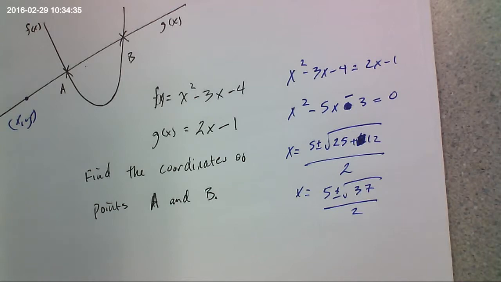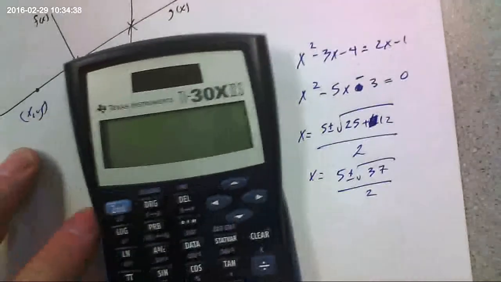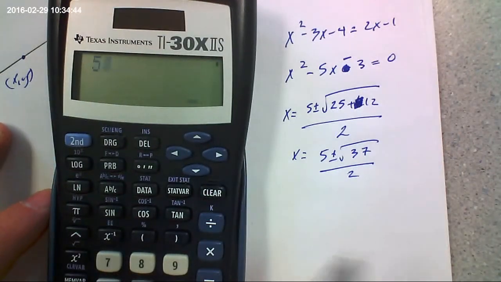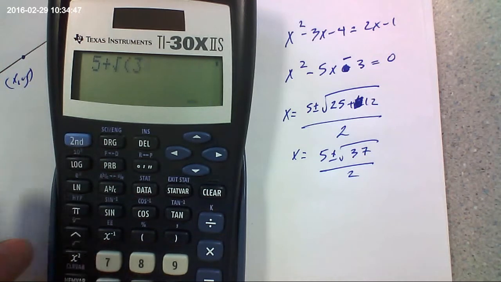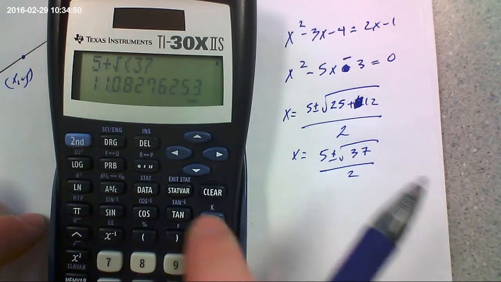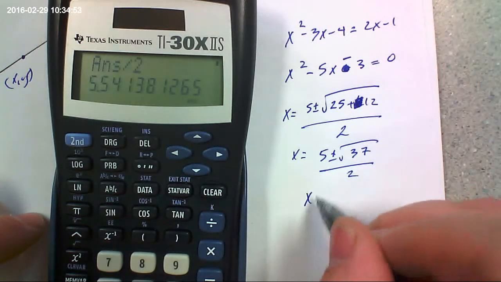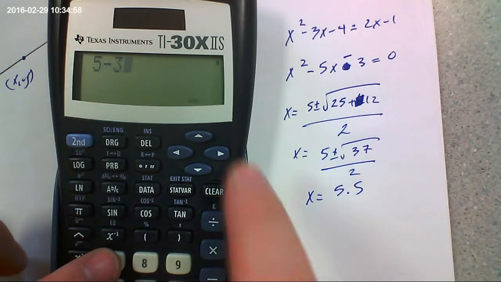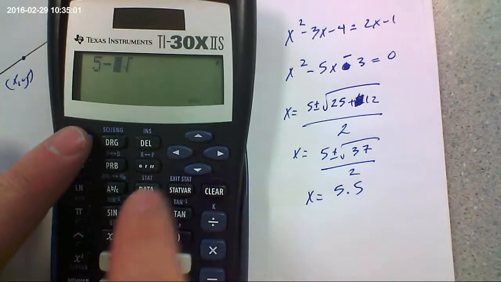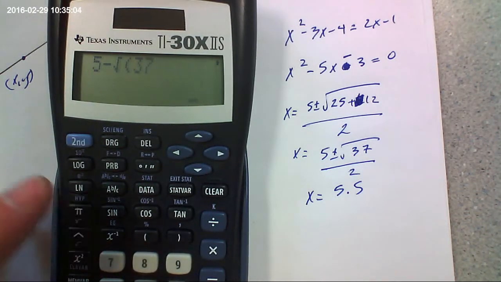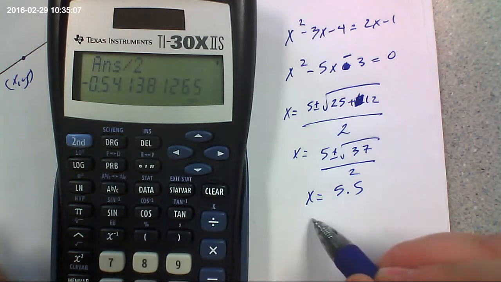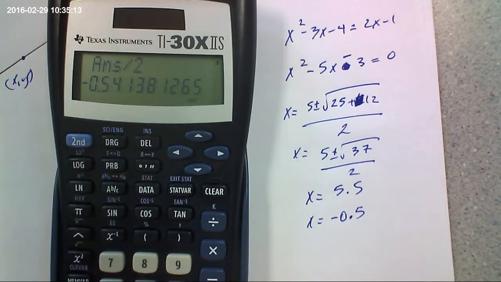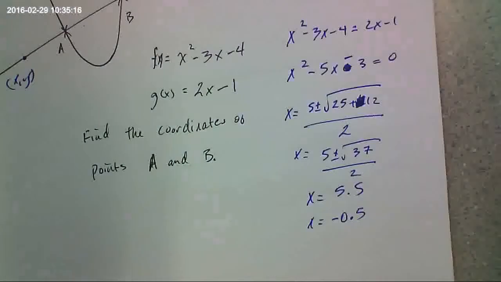Okay. So then using our fancy calculator, turning it on helps. Can you guys see the numbers on the calculator? 5 plus the square root of 37 equals, divided by 2 equals, so x equals 5.5. Let's do the other one. 5 minus the square root of 37 equals, divided by 2 equals, that's weird, negative 0.5. Okay. Did I answer the question?